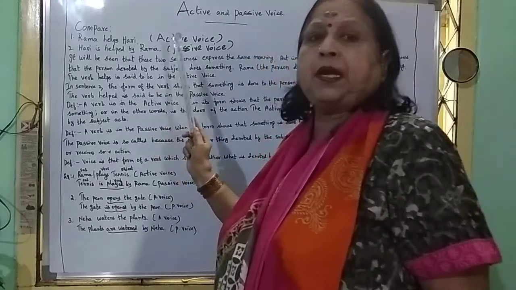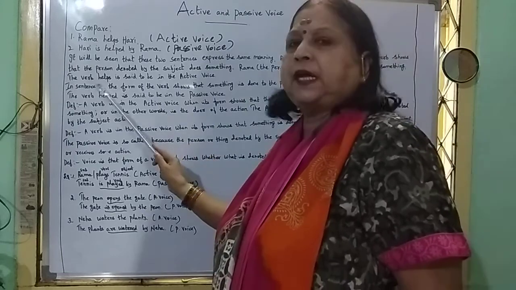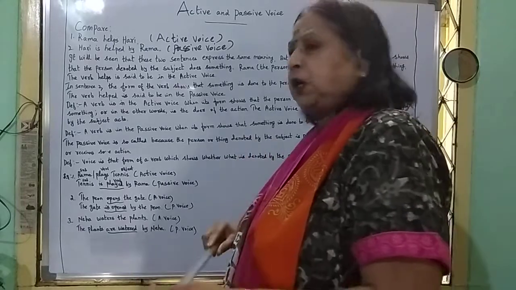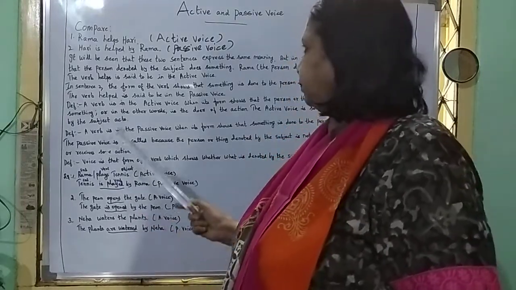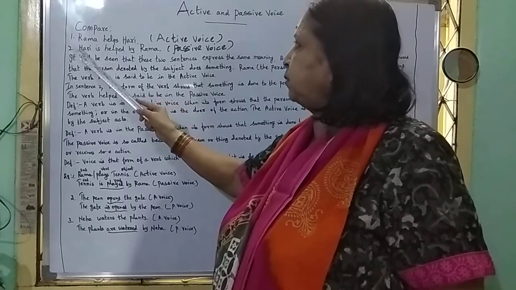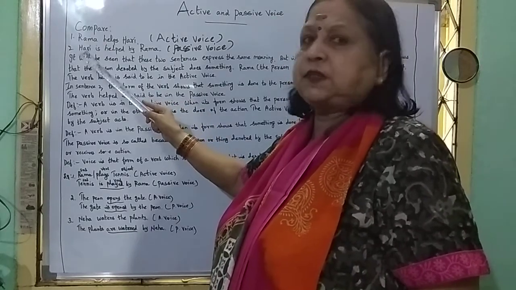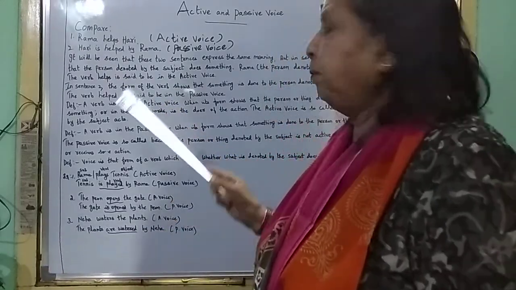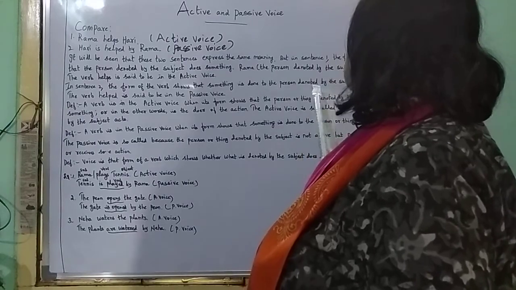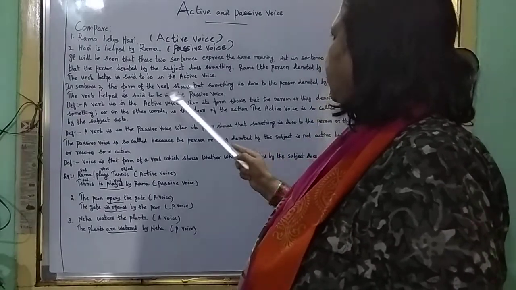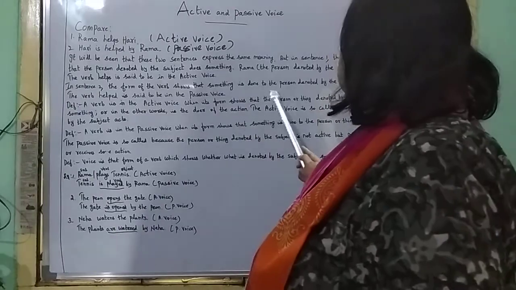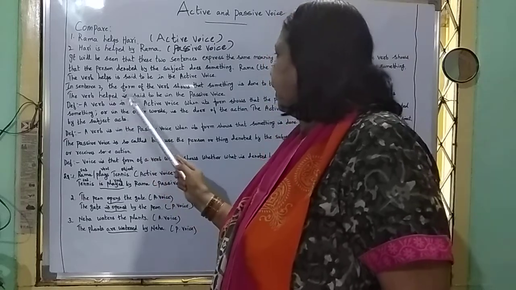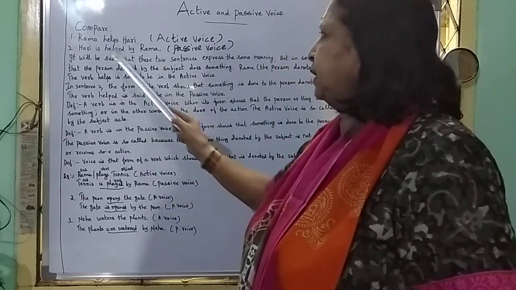Hari is helped by Rama, passive voice. In sentence 2, the form of the verb shows that something is done to the person denoted by the subject. Now Hari becomes the subject here. Something is done to the subject. He is helped. By whom? By Rama. The verb helped is said to be in the passive voice.